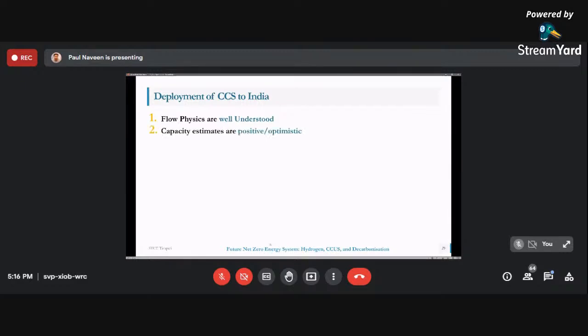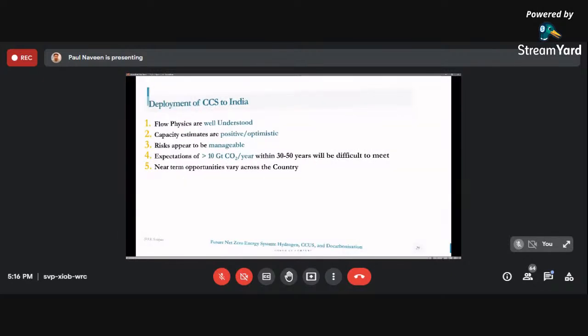Flow physics are well understood, and capacity estimates are quite positive because we see large areas available for retaining this carbon dioxide in the subsurface. This appears to be manageable. It is expected that more than 10 gigatons of carbon dioxide every year in another 30-40 years could be difficult, but it's not that difficult to meet, and we can directly meet that.